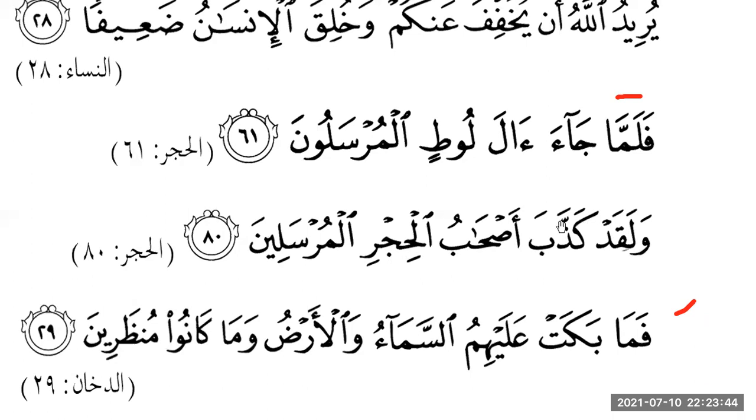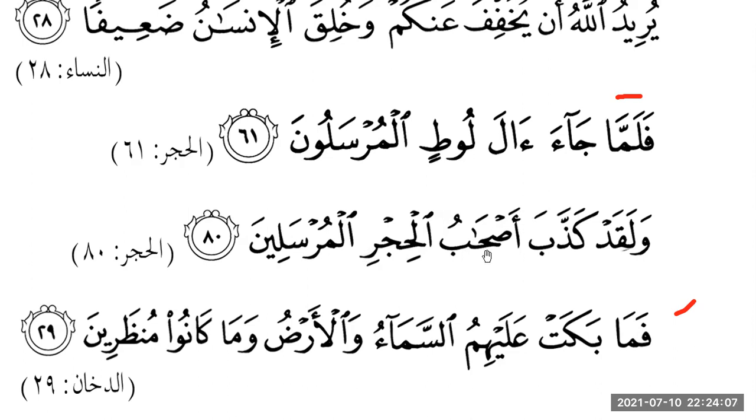Kazzaba is a fi'l madi. Kazzaba means denied. It is the huwa there, denied. It's a past tense, denied. Then we have Ashabul Hijr. Ashabul means companions, sahabat. And Hijr means caves.